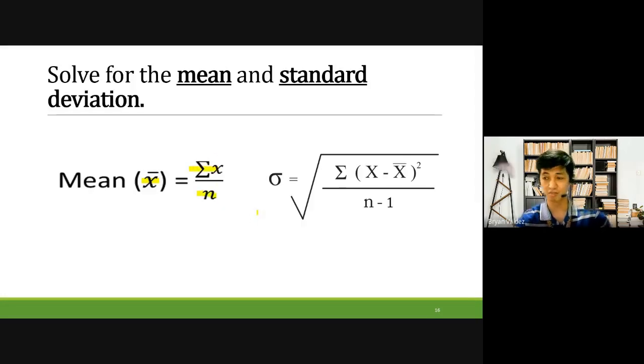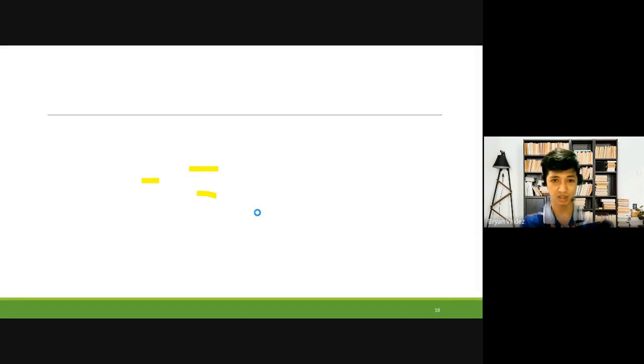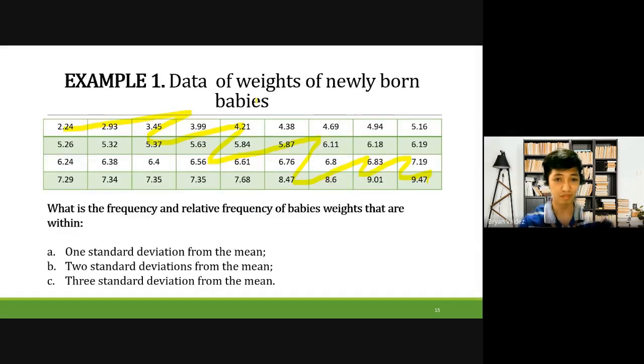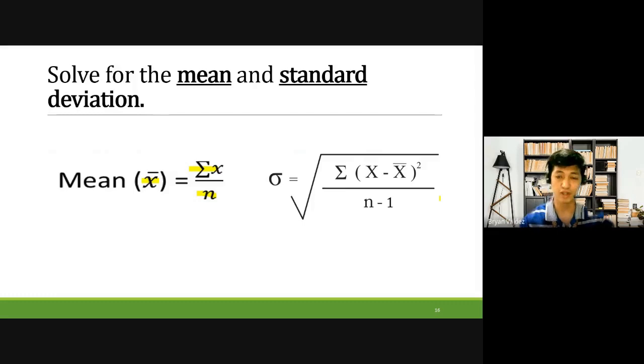N is the total number of the data, no? Or the total number of respondents. So, ang gagawin lang natin dito sa data na to, is you need to add everything and then divide it by 36. Then, makukuha nyo na yung mean. Then, the formula for solving the standard deviation is getting the summation of the quantity x minus the mean squared all over n minus 1. N, again, is the total number of respondents.